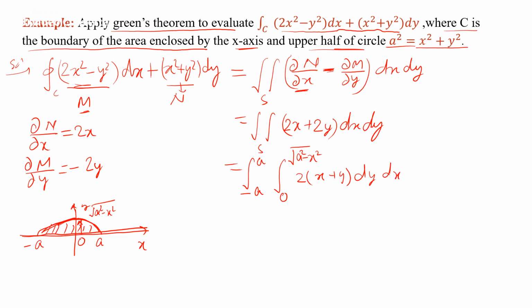The order of integration: first we integrate with respect to y, then x. After simplifying that integral first with respect to y and then x, you get the result 4 by 3 a cube. So that way we apply the Green's theorem.